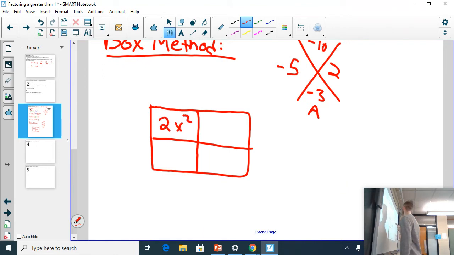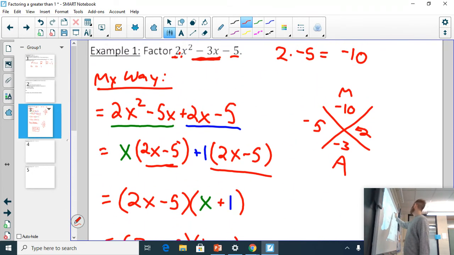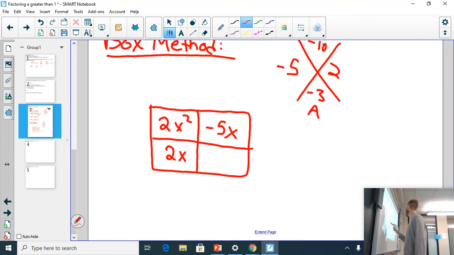And then this is where we use our negative 5 and 2. We do the same thing where I'll put negative 5 here, but I'm going to slap on an x, and then I'm going to put a 2, and I'm also going to slap on an x. And then our constant out here was negative 5, so we're going to put that in this last box.